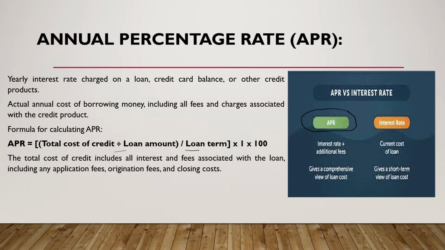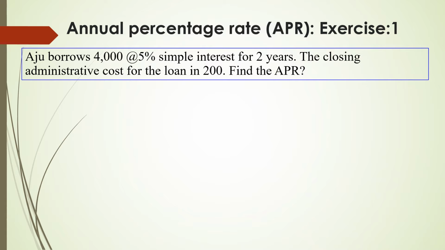Find the APR. So before calculating the APR, first we have to write down all the costs which are related to the loan. So here first we have to calculate the interest, how much interest is paid. Then we will add the administrative cost for the loan which is given, 200. When we add this together, we will get the total cost of credit. And then we will use the formula for APR.